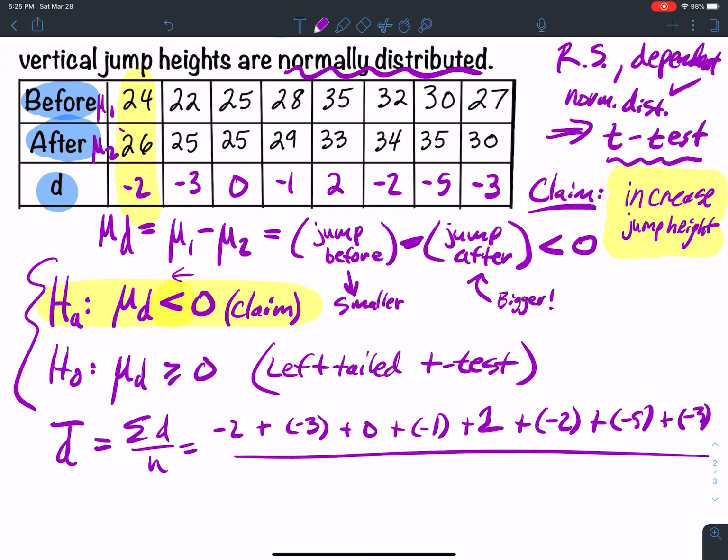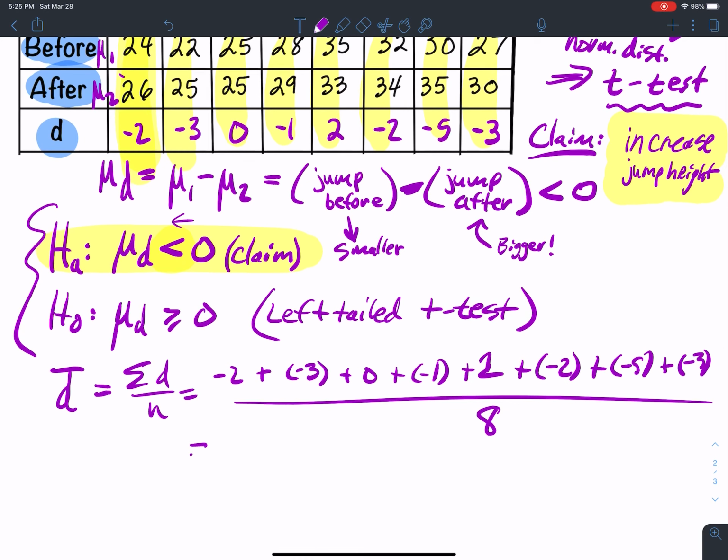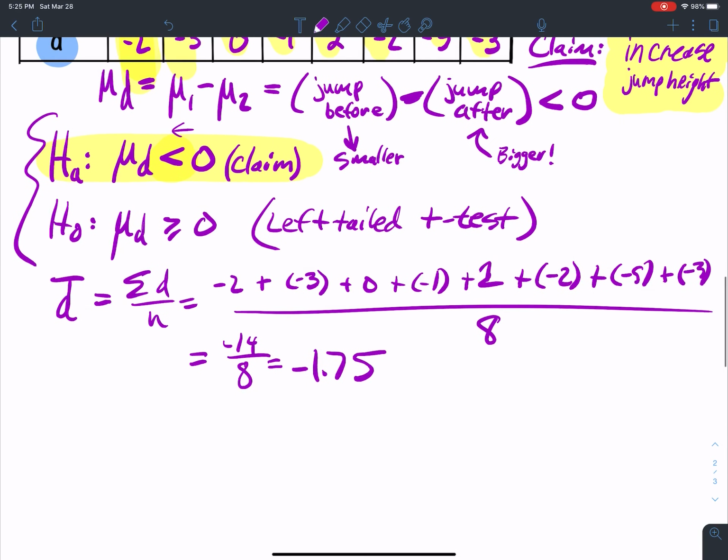And then I divide by n, equal to how many differences did I have? I have 1, 2, 3, 4, 5, 6, 7, 8 pairs of data, so divide by 8. If I do this, I get -14 over 8, which gives me -1.75. So my d bar is -1.75.